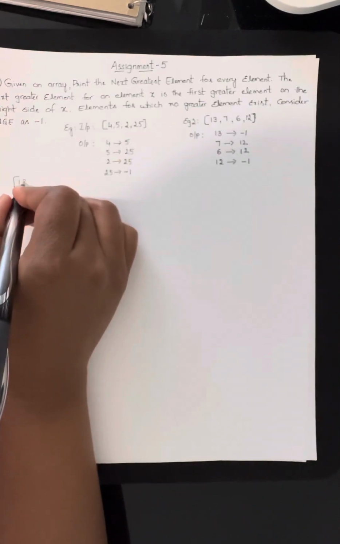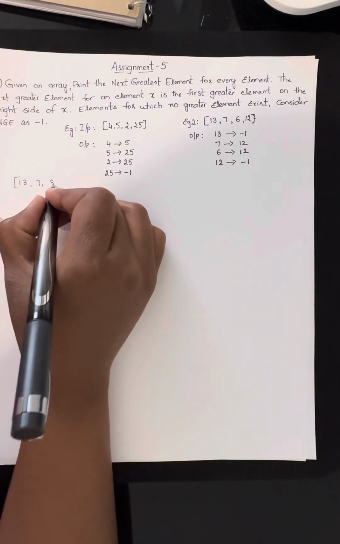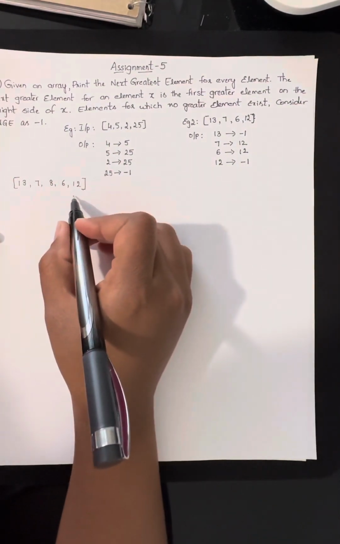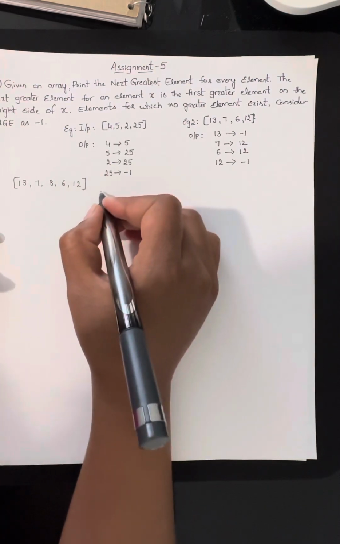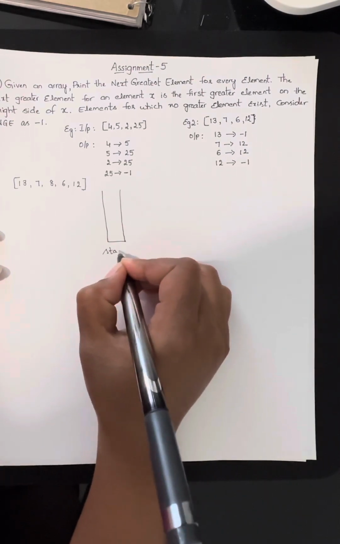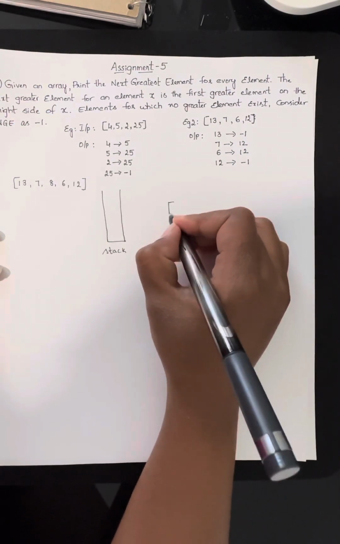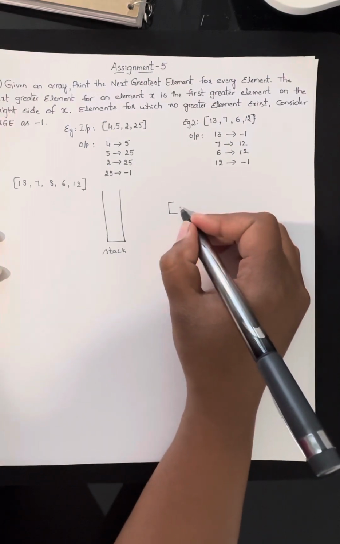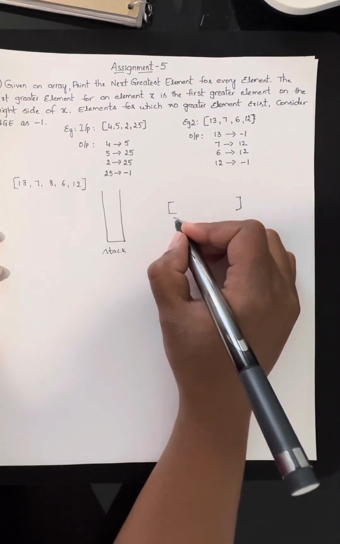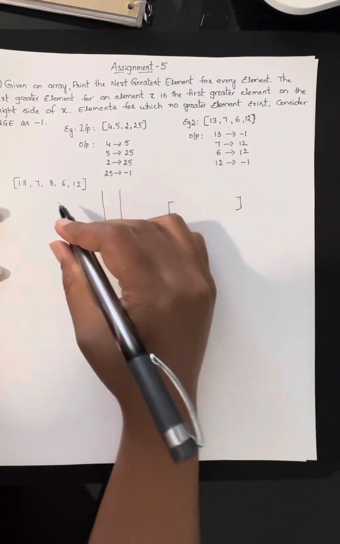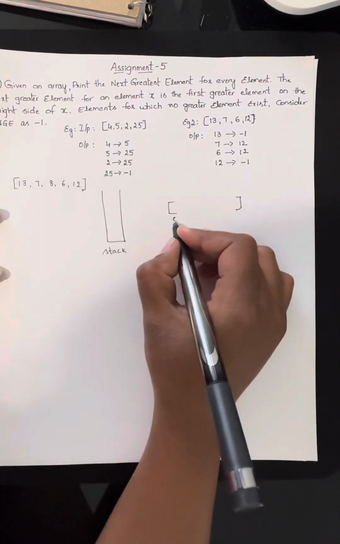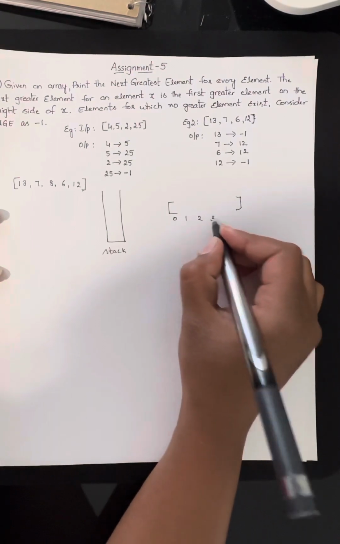Let's take an example. So let's assume this is the input array that is given, and I'm going to use the stack. So this is the stack, and let's take an output array in which we are going to have our output, and the length of this output will be the same as the input array. The length of the input array is 5, so we'll have 5 elements here.